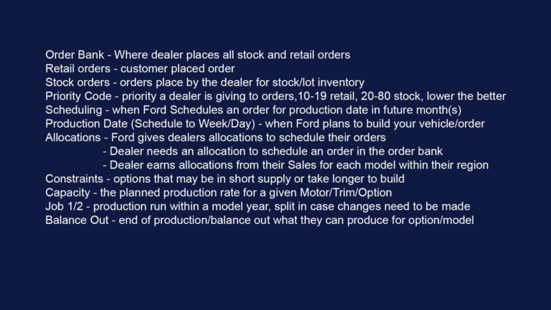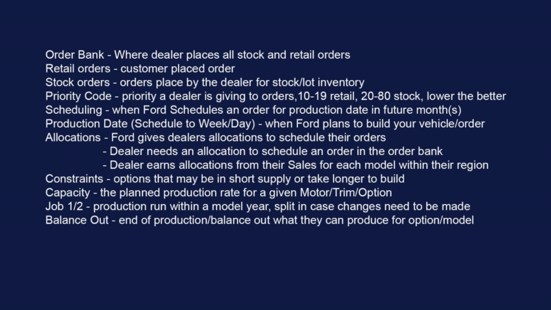Constraints, those are options that may be in short supply or take longer to build. So if the capacity is a certain number, but the demand is higher, that causes a constraint. Or if a supplier can't provide enough parts for a particular option, that also causes a constraint. Capacity is the planned production rate of the particular motor, trim, option, that kind of thing, and even a model in general.